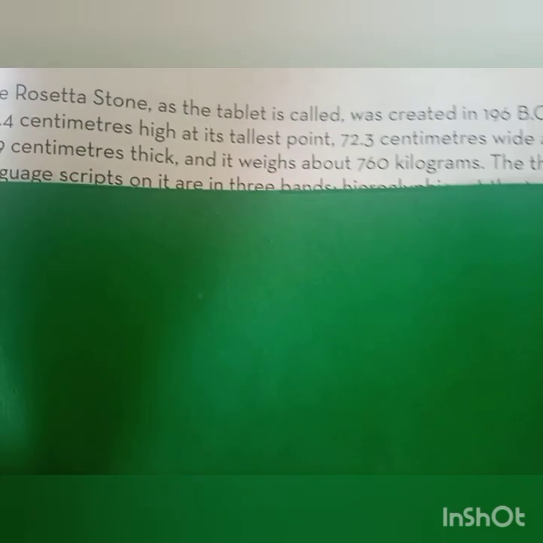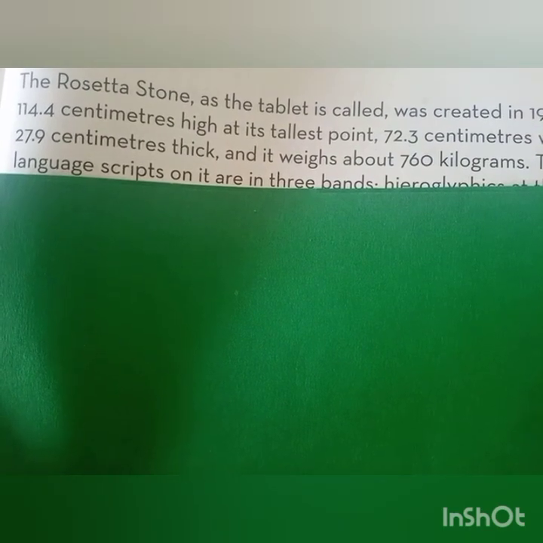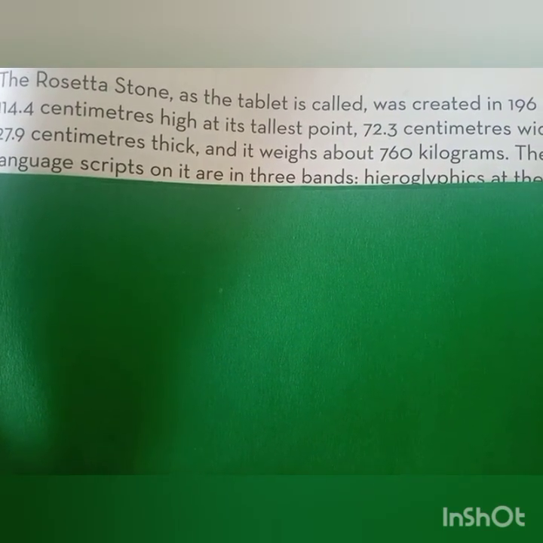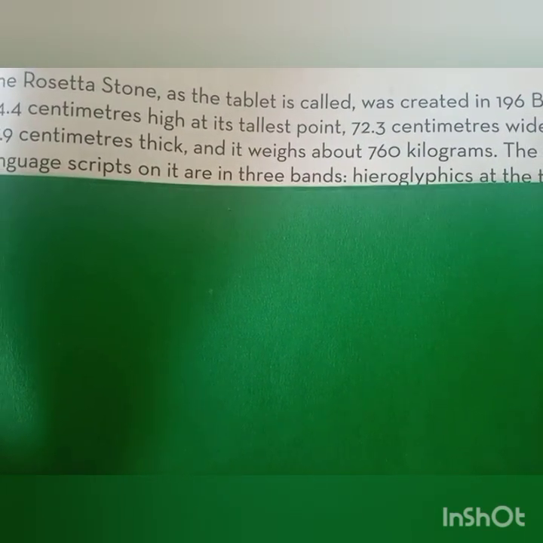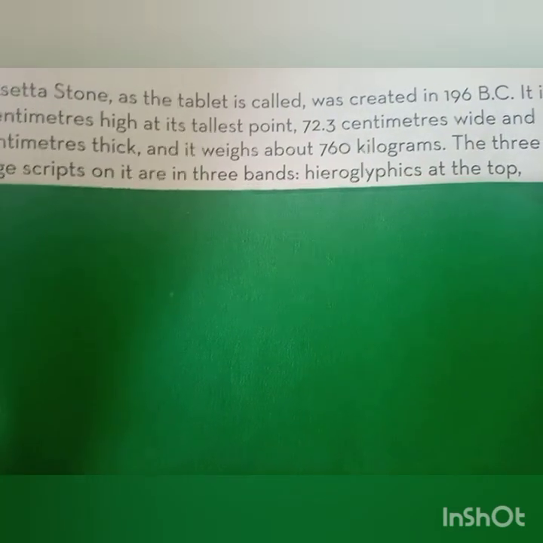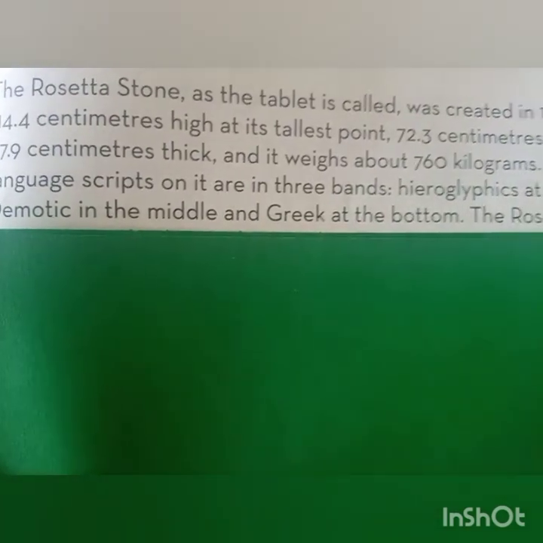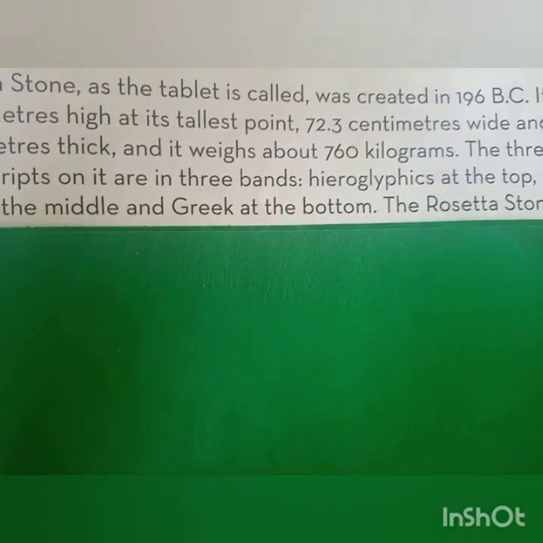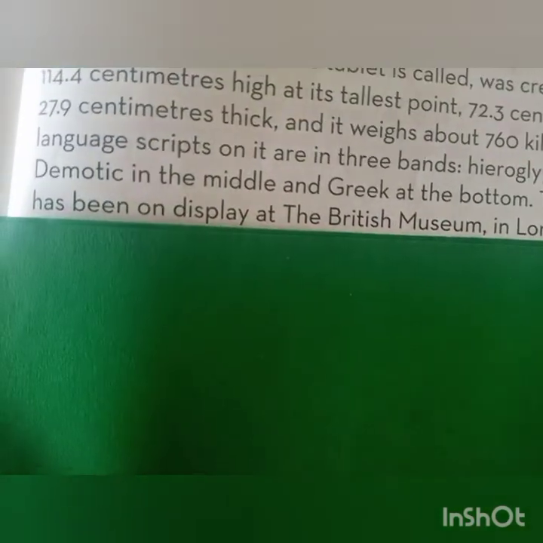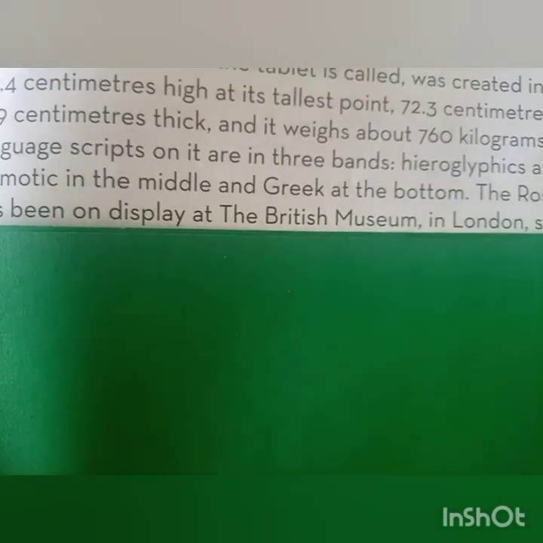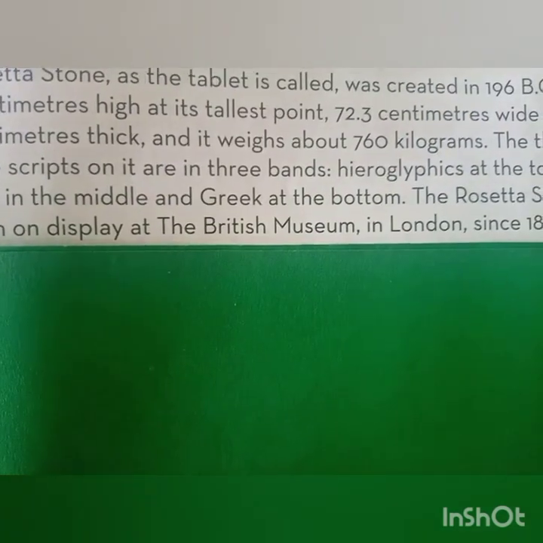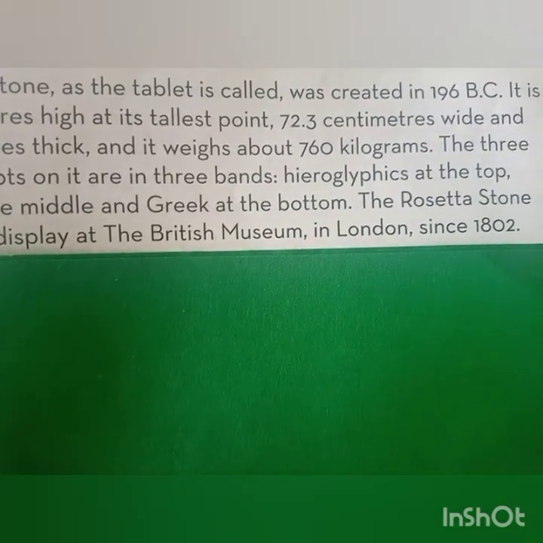The three language scripts on it are in three bands: hieroglyphics at the top, Demotic in the middle, and Greek at the bottom. The Rosetta Stone has been on display at the British Museum in London since 1802.